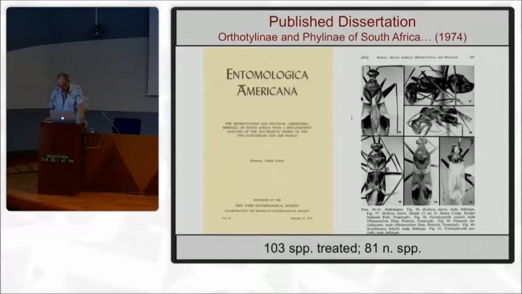My dissertation work focused on the fauna of South Africa. At the time, only about 40 species of Miridae were recorded from the region, as recorded in a South African Animal Life fascicle that was co-authored by José Carvalho. 14 of those species belong to the subfamilies Orthotylini and Phylini, which is what we're going to hear more about. My published work treated 103 species in these two subfamilies, 81 of which were described as new, a strong signal of the need for more fieldwork and taxonomic study of the fauna of South Africa.